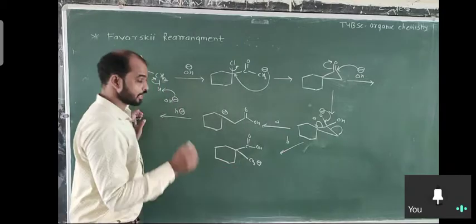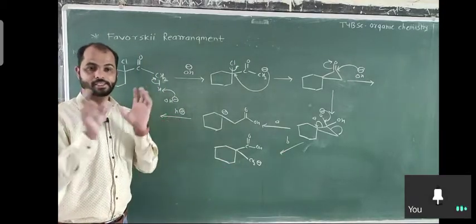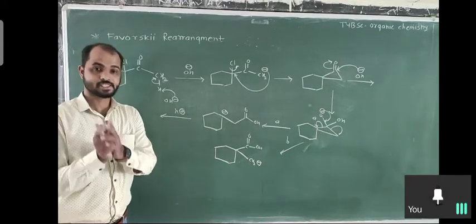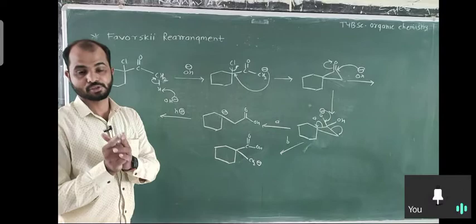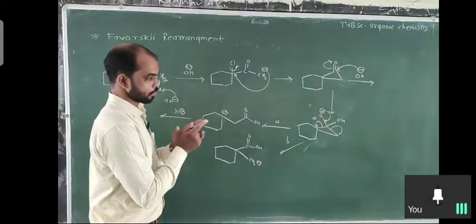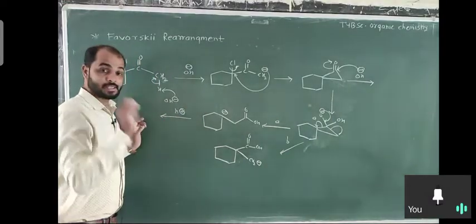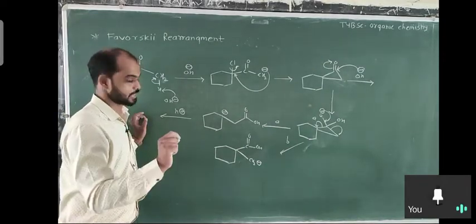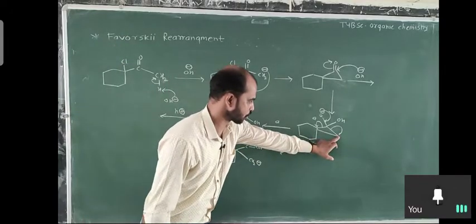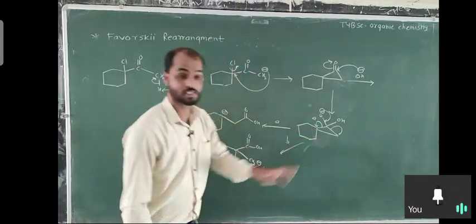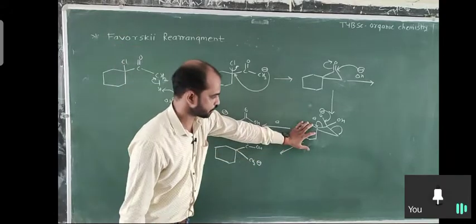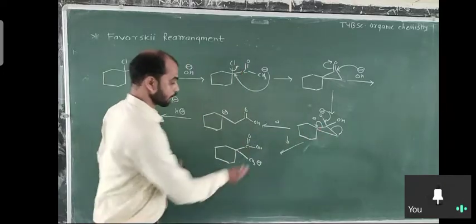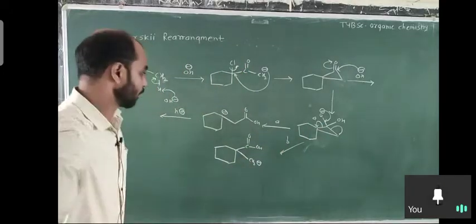That's why if an unsymmetrical ketone is there, at that time open the ring on that side where fewer substituents are present. So in a cyclopropanone ring, open the ring at the side where fewer substituents are present. Here, there is no substituent, but here these two bonds are considered as two substituents. So here two substituents, here no substituent. Less substituent, so that's why B route is more convenient, B route is more stable.